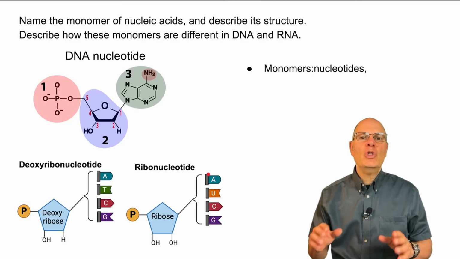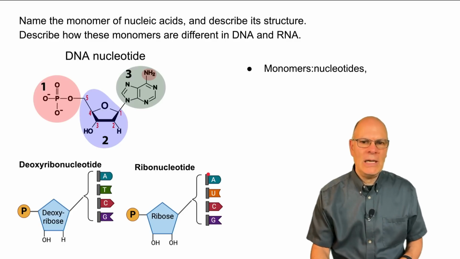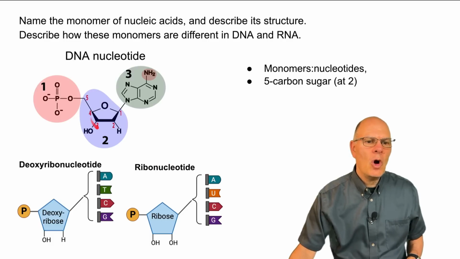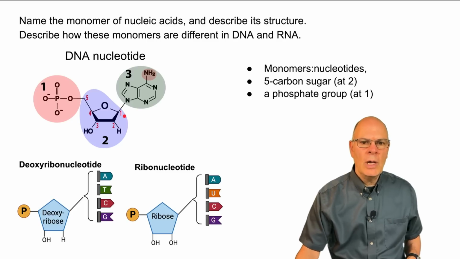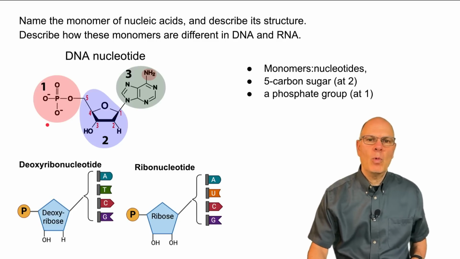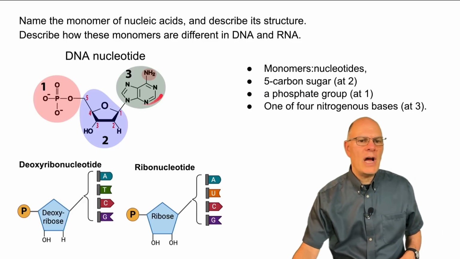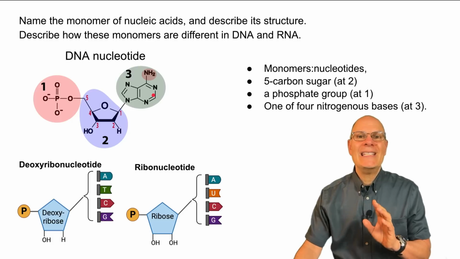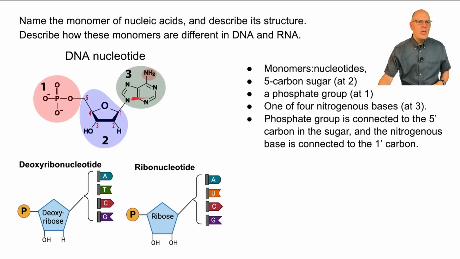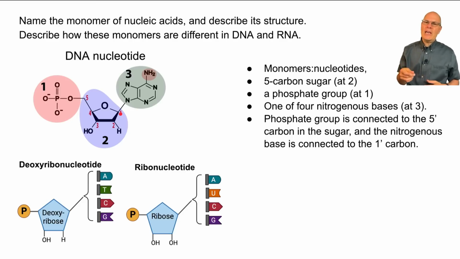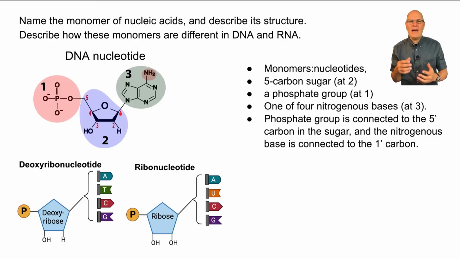The monomers are called nucleotides. We just looked at ATP. All of these molecules have a 5-carbon sugar that's shown at number 2. They have a phosphate group that's shown over here at number 1. And then there's one of 4 nitrogenous bases. So the nitrogenous base doesn't have to have this structure. Note that the phosphate group is connected to a number 5 carbon, whereas the nitrogenous base is connected to the number 1 carbon. When you learn about DNA replication, you'll talk about things like DNA is replicated in a 5-to-3 orientation. And now you know that's about the 5 carbon over here and the 3 carbon over here.